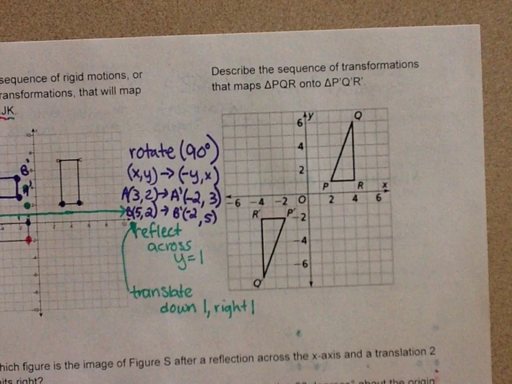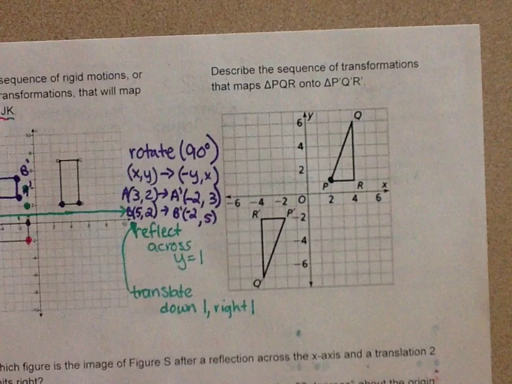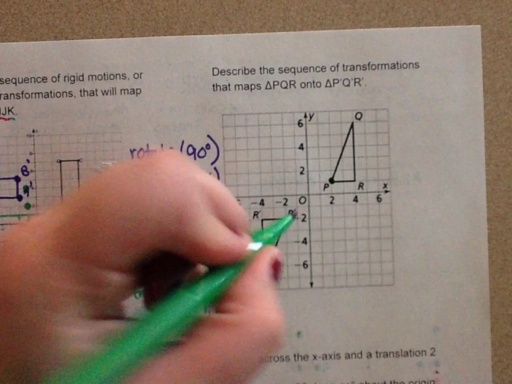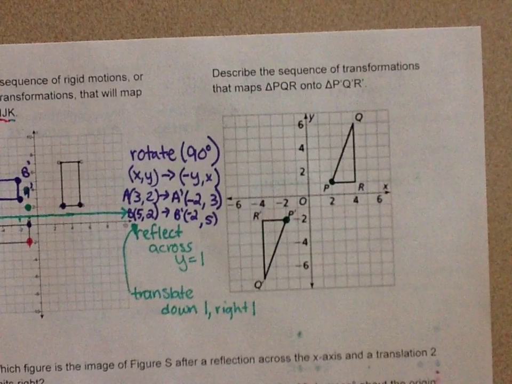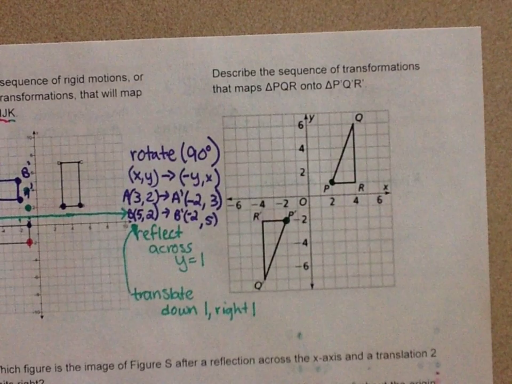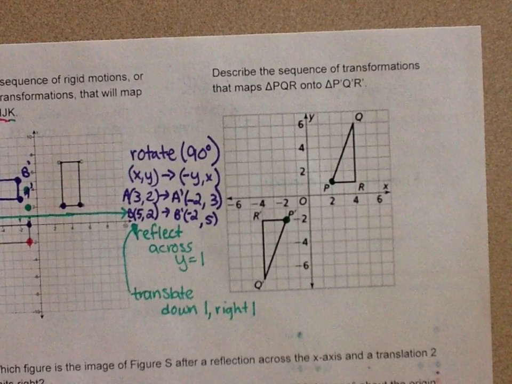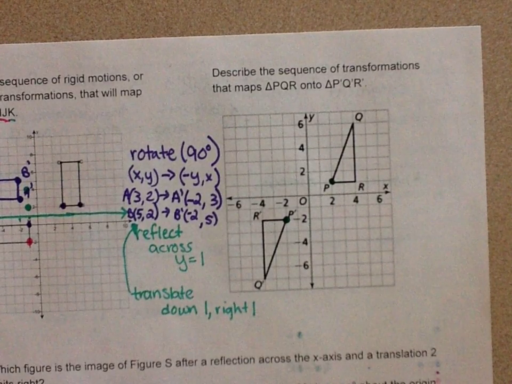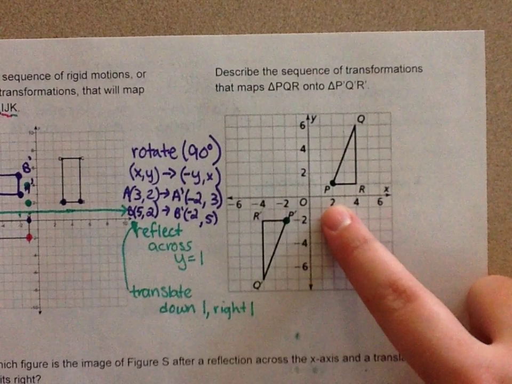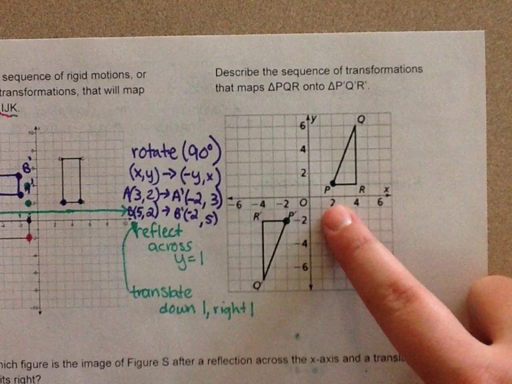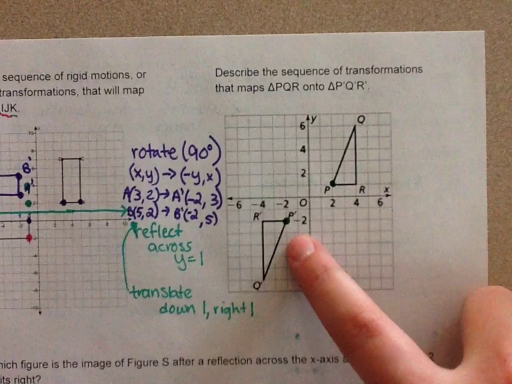Now, if I go from P, which one is going to match to P? P prime. Does this look like I'm flipping, turning, or moving? Rotating. How much did I rotate? 180. If I rotate 180, what's going to happen with my x and my y coordinate? They're opposite. So if my x was 2 and my y was 1, this is now going to be -2, -1, correct?